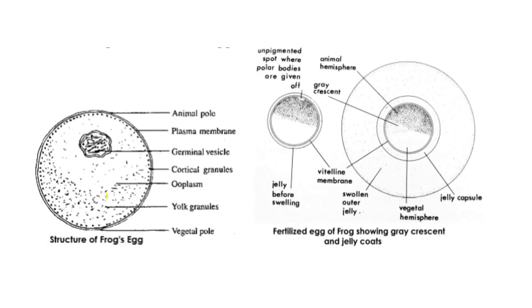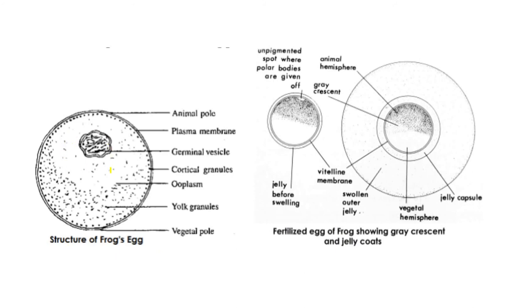So this frog egg exhibits a polarity. Because the egg exhibits definite polarity, one pole will be called the animal pole, and this animal pole is called the animal hemisphere, and the other pole will be called the vegetal pole or vegetal hemisphere.